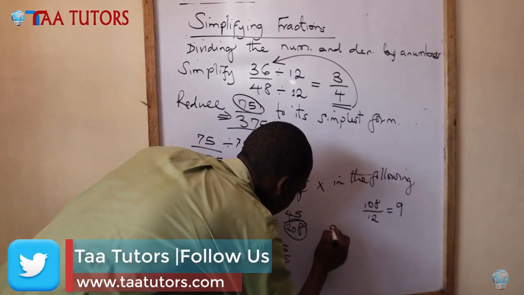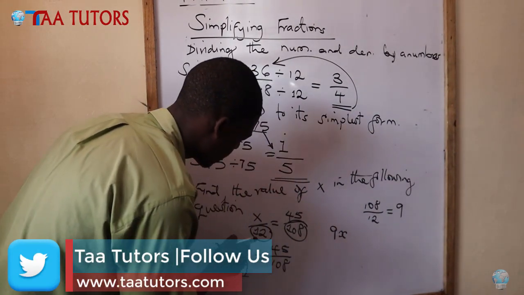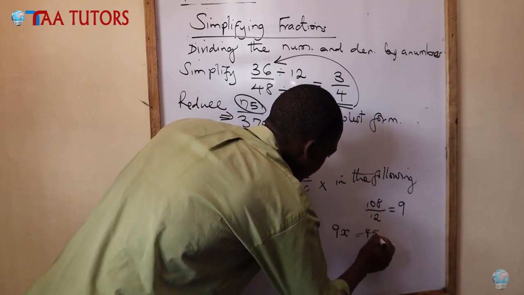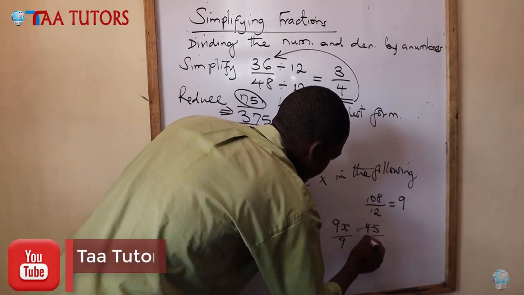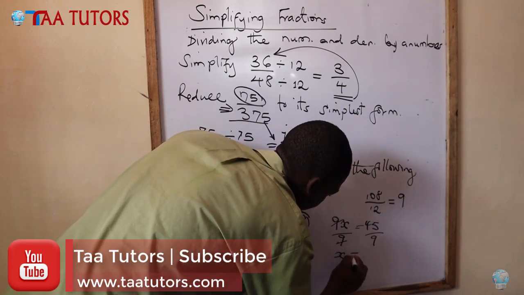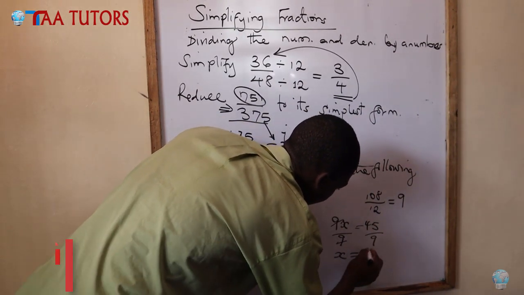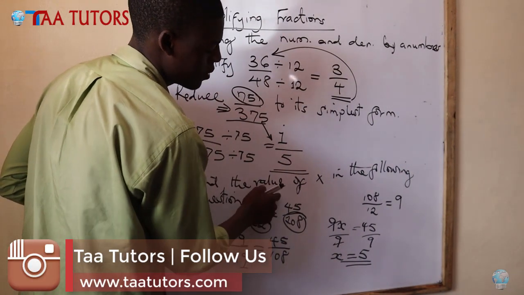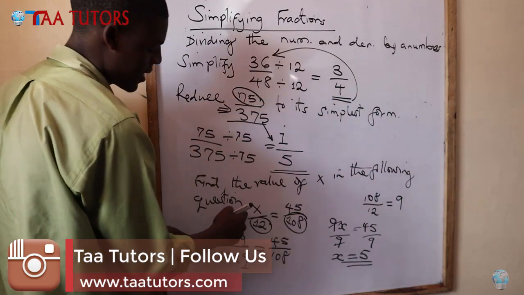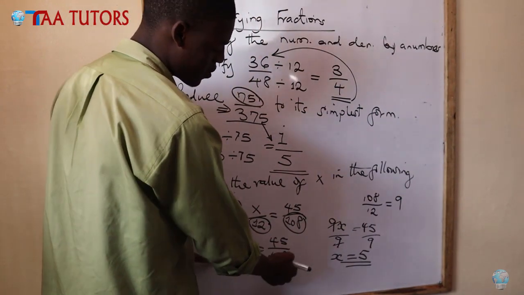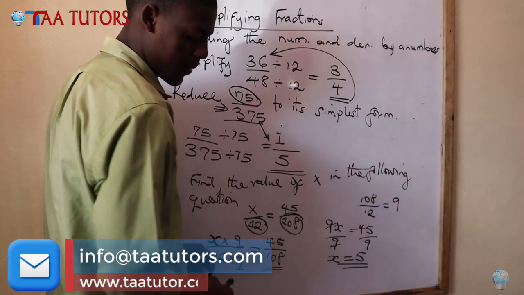We will have 9x, because 9 times x is 9x, to be equal to 45. Then we divide both sides by 9 to get x, so that we are left with x there. 45 divided by 9 is 5. So the value of x in this question was 5. 5 times 9 is going to give us 45, and 12 times 9 is going to give us 108.